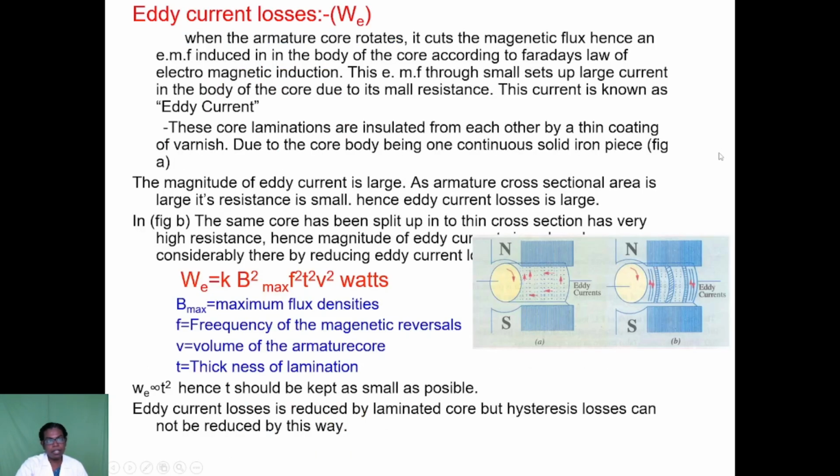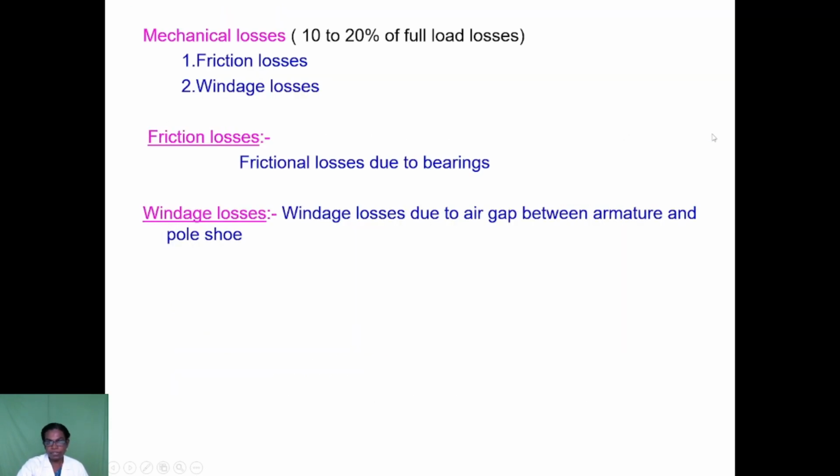Then eddy current loss. Eddy current loss is nothing but, initially, we produce EMF. In that case, the EMF produces many currents. The initial current is very high, so that current turns into heat. So the winding gets damaged or sparks. That's why eddy current losses occur. To reduce the eddy current loss, we simply do lamination.